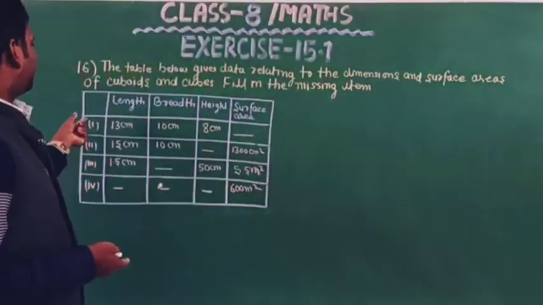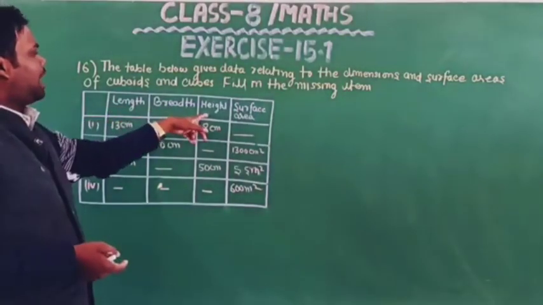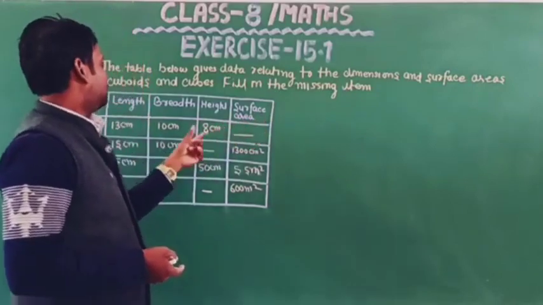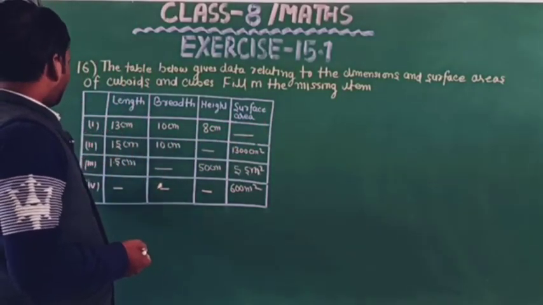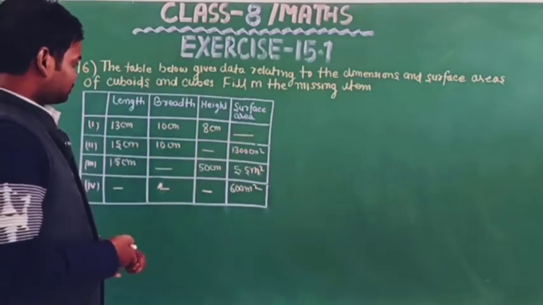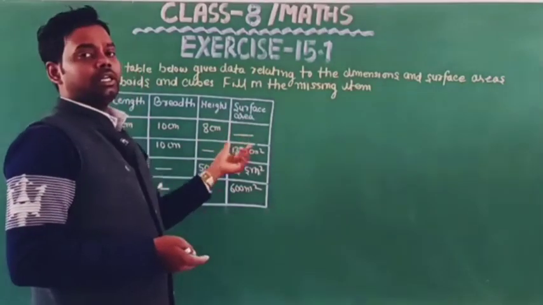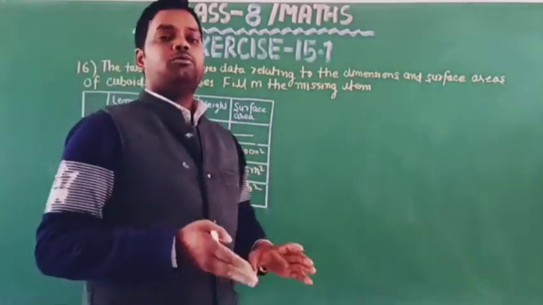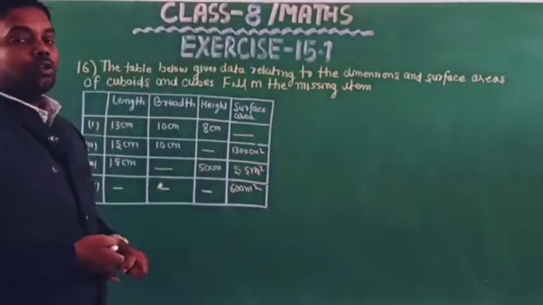We have the table: length, breadth, height and surface area are given, and in all four parts any one dimension or quantity is missing, so we have to find the missing items.